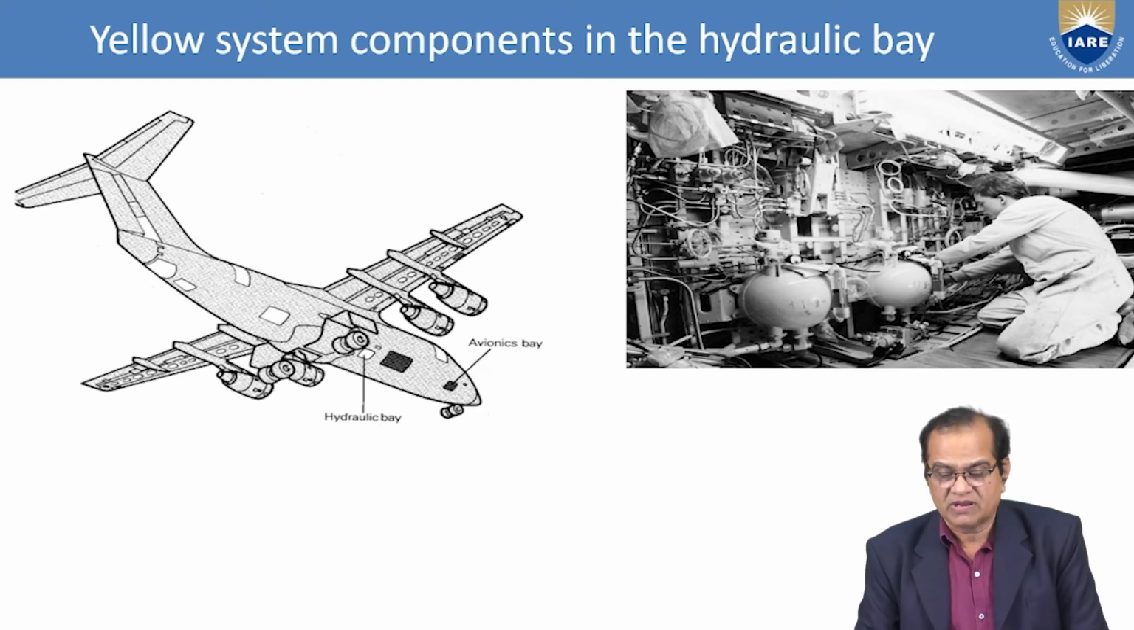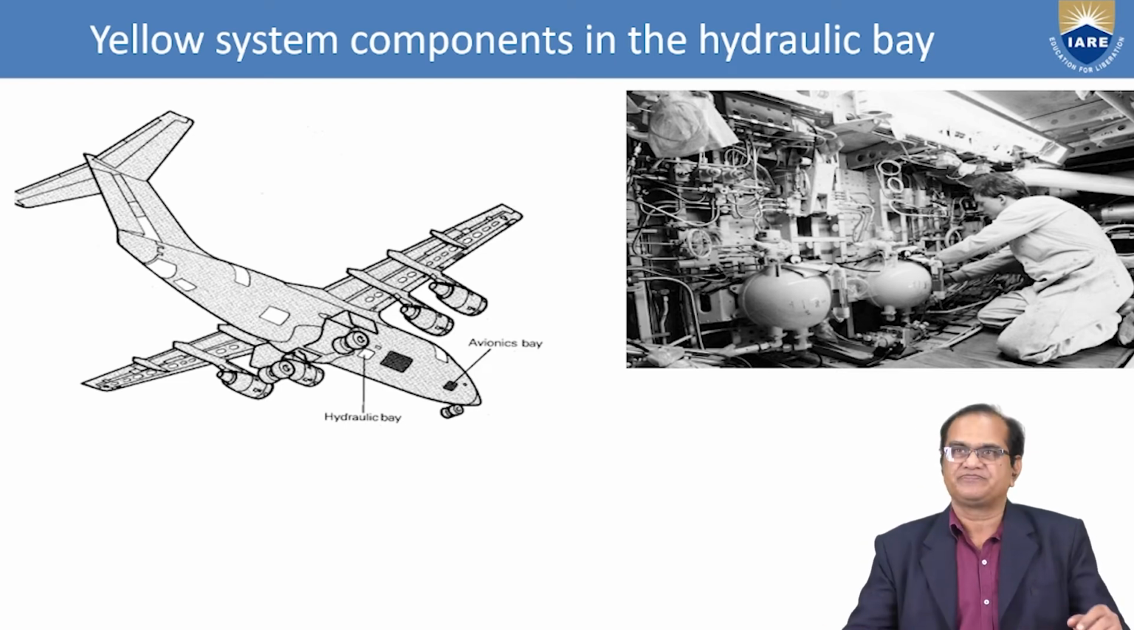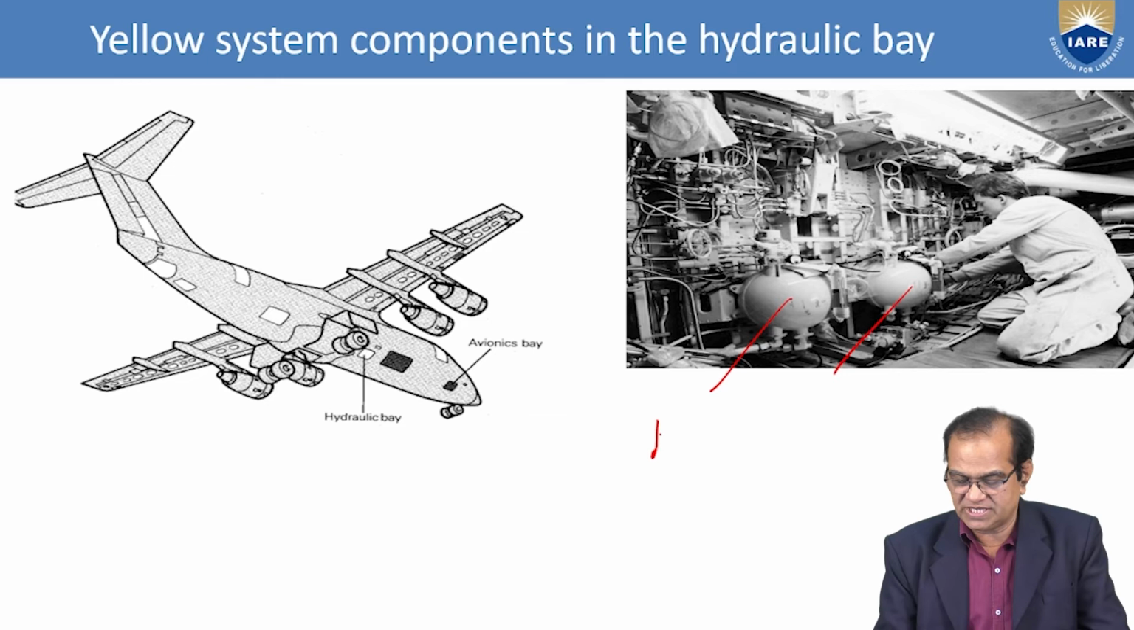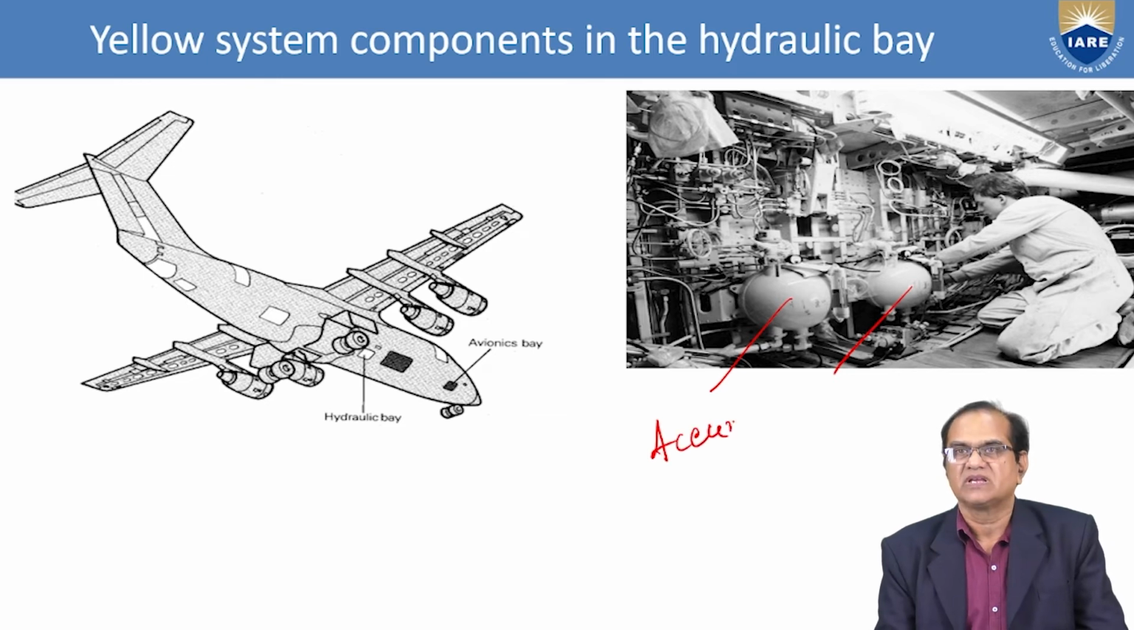Yellow system components in the hydraulic bay. So here it is shown, the yellow system. These are the accumulators, this you can see. These are the accumulators, very big tanks here and here. And from here, this will go to the actuator and different pipelines. A lot of valves are here.